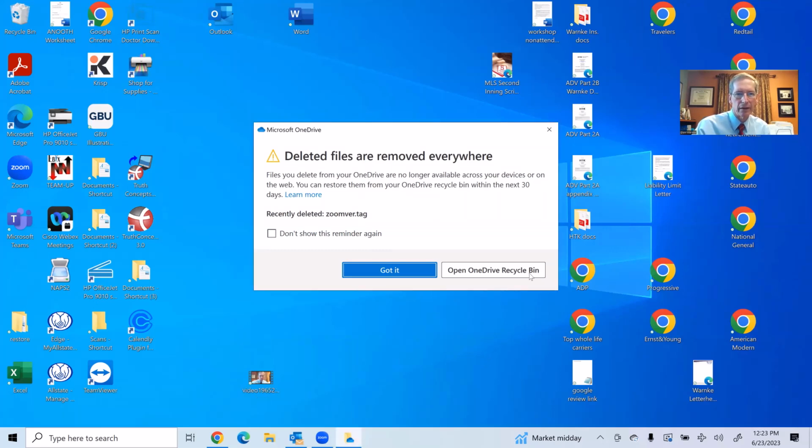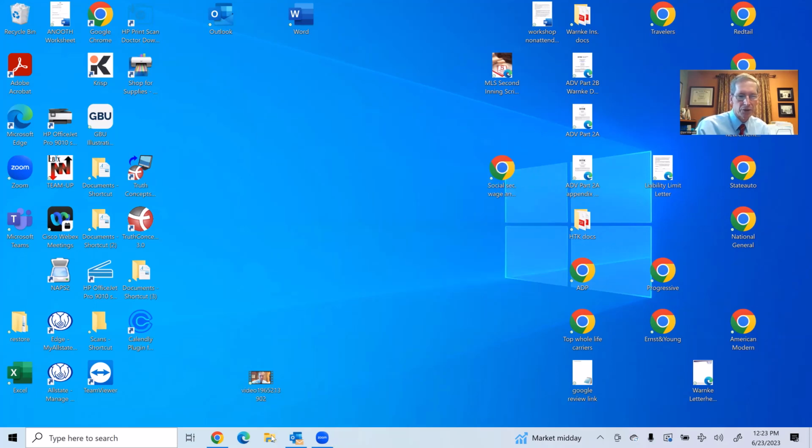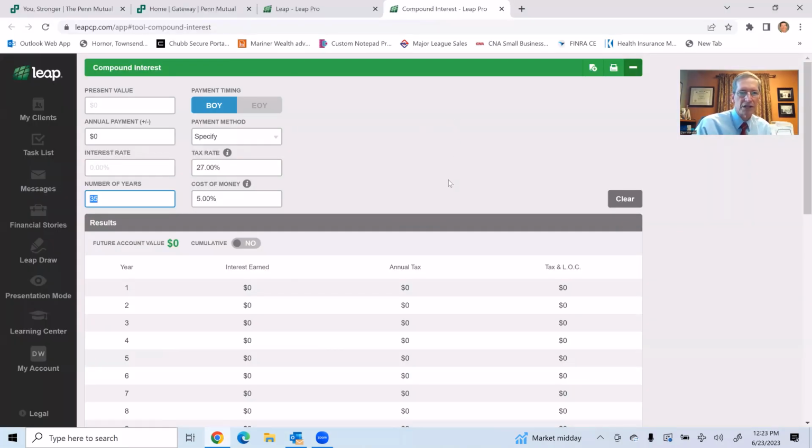Let me get out of that, and I'm going to share my screen. I've got a calculator pulled up here so that we can run some quick numbers.